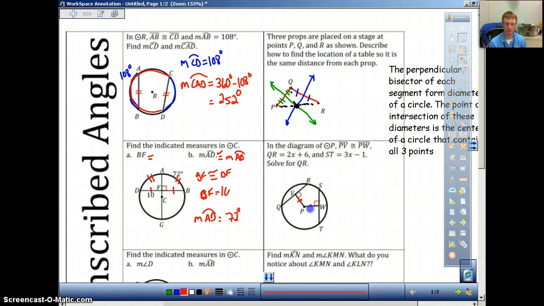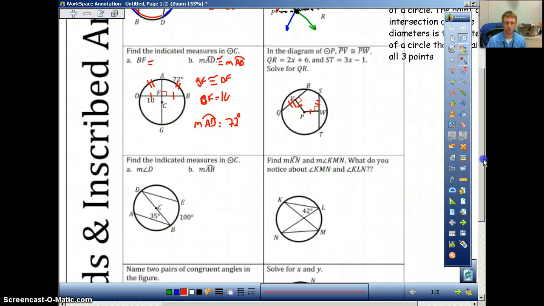Okay, and then our last one says, in the diagram of circle P, PV is congruent to PW. So now it's telling you that these are the same, meaning they're equidistant and they're at a right angle. Based on the theorem we just said, it means that the chords have to be congruent. So now we can answer our question. It says if QR is 2x plus 6 and ST is 3x minus 1, solve for QR.